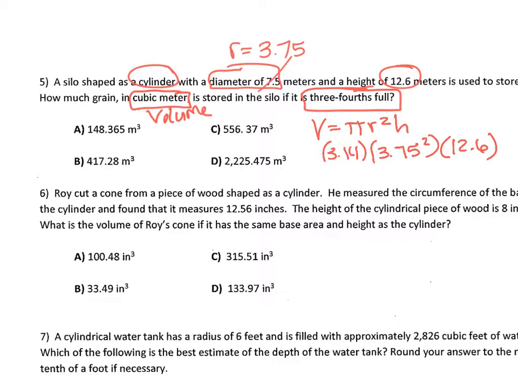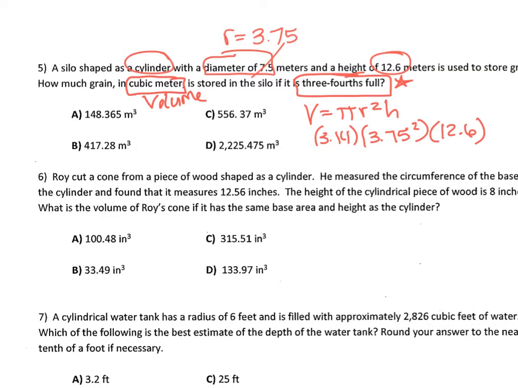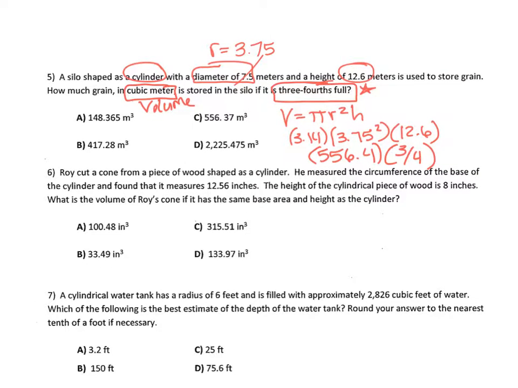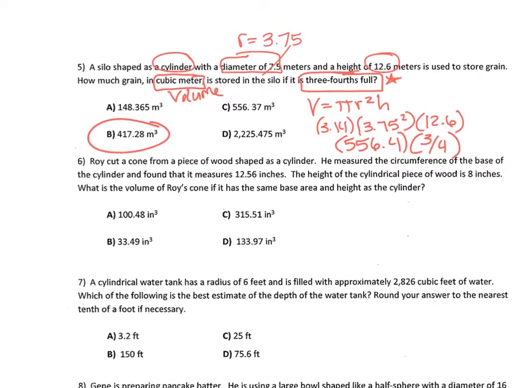No, I've got one more step because it said that it was 3/4 full. So 556.4, and then multiply that by 3/4 since it's 3/4 full. Good, so it should be 417.28.